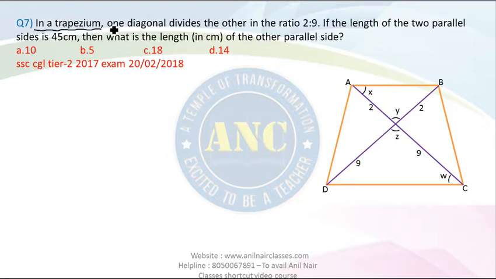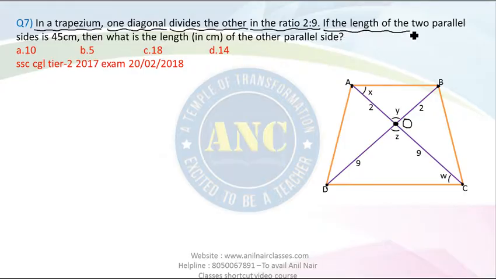In a trapezium, drawn on the right side of the screen, one diagonal divides the other in the ratio 2:9. That means the diagonal AC divides the other diagonal BD in the ratio 2:9. If I name the intersection point as O, then BO is to OD is 2:9. Similarly, AO is to OC is also 2:9. That is what we can understand.